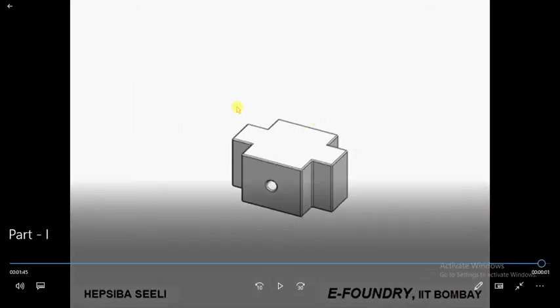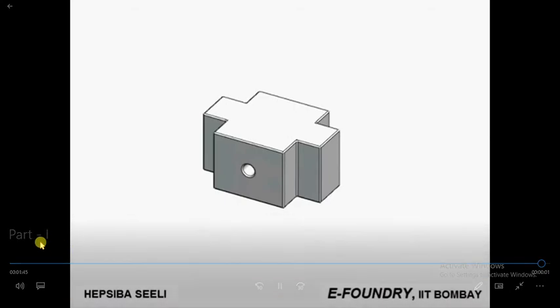So this is our required part, and here you can see further the hollow portion inside the part, which is produced by using a core. So let us see the video once again.